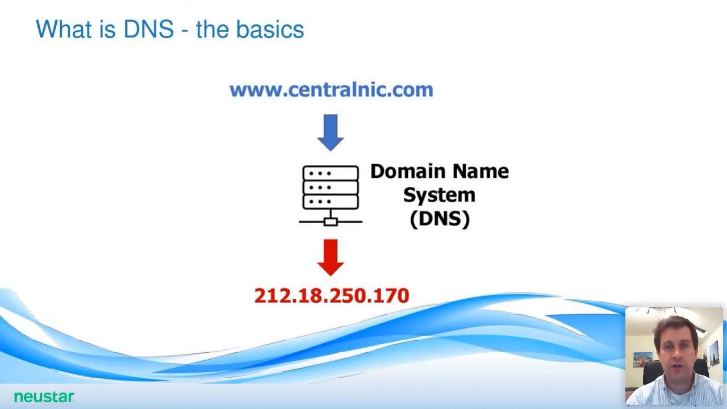So you can think of the domain name system in a very simple way as a very large distributed phone book. You need to go to the internet and look up in the phone book where you're trying to get to. So here is an example on the screen at the moment. CentralNic.com translates to that IP address. And if you want to try it out, just type it into your web address bar and you'll find yourself landing on the CentralNic website.